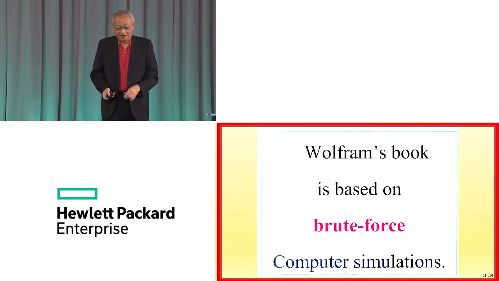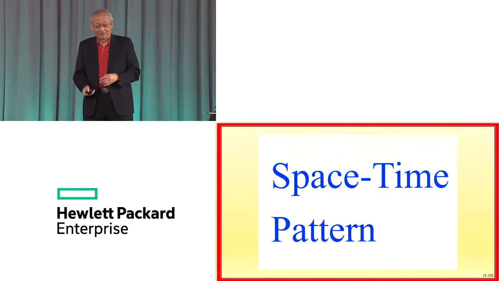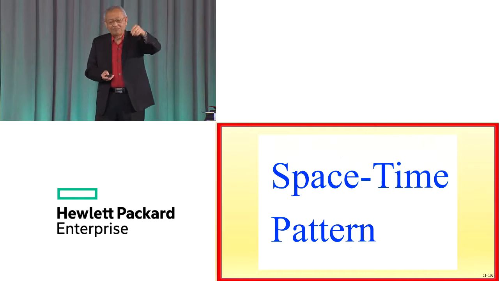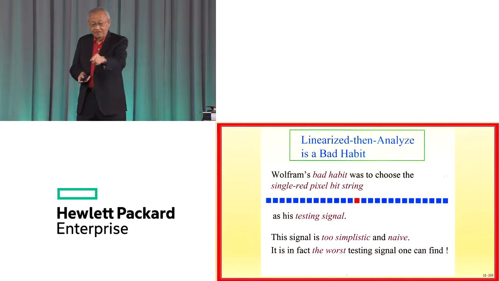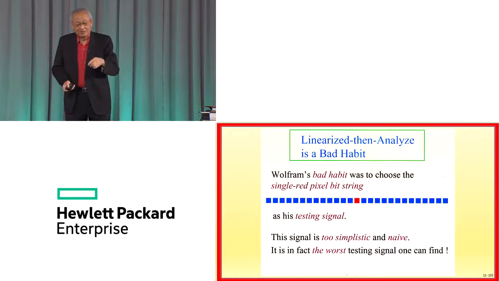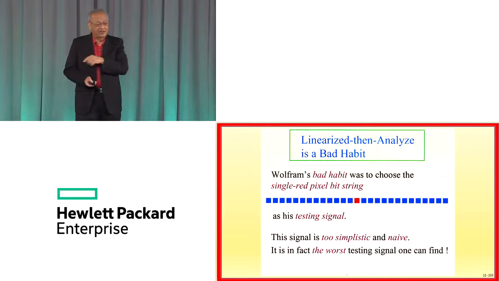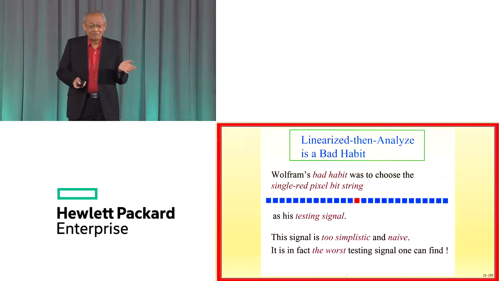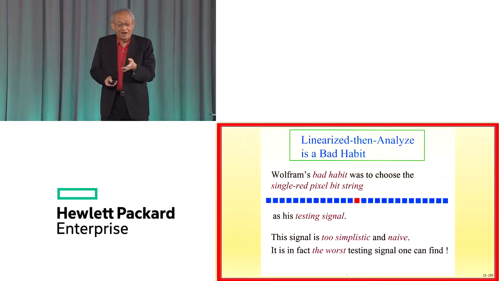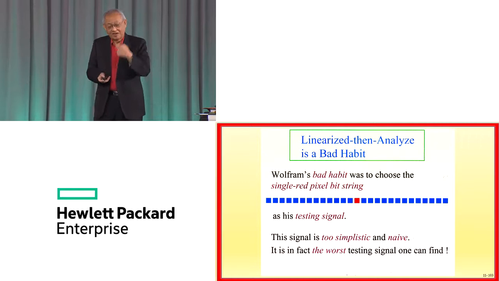Now, Wolfram's book is sort of based on brute force computer simulation, as I keep emphasizing. So what he does is he starts with a rule number, and then he puts an initial condition. He would always pick a single red pixel in the middle, and all the rest blue. He was raised as a linear person, obviously, and so are most engineers. We were taught in linear systems that all you need to do is put in one impulse, see the response, and once you have that, you can predict everything else for any other input, right? That was the classic thing everybody learned. But it turned out that this linearized thinking is really a bad habit, especially for cellular automata. It's about the worst signal testing system you can do. But Wolfram did it, and he did it for every one of those 256.